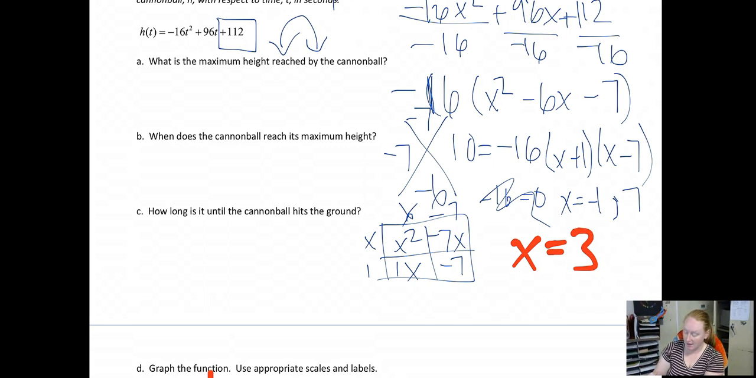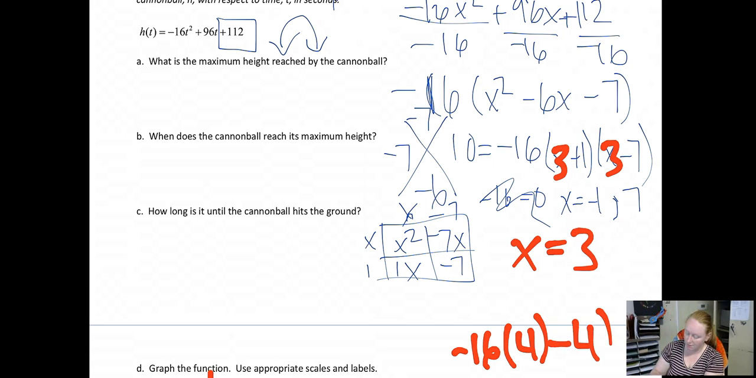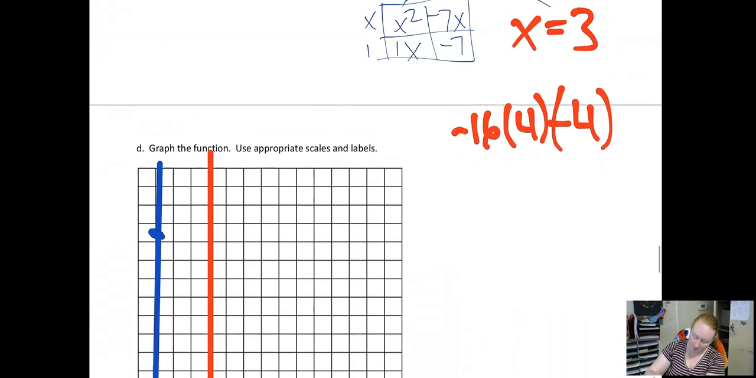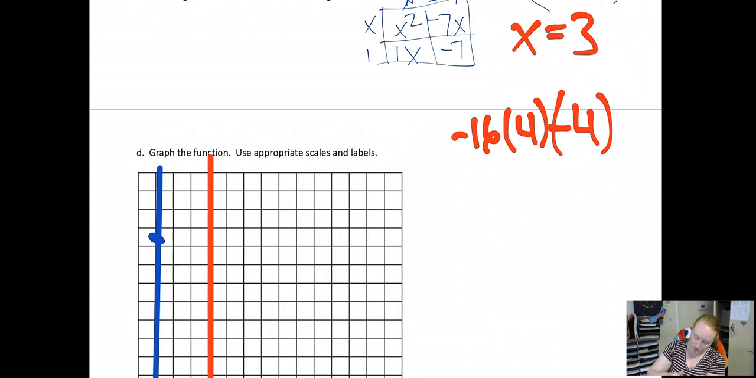I'm going to have to plug that in. So I get 3 plus 1 and 3 minus 7. So I'm going to get negative 16 times 4 times negative 4. And I'm going to use my calculator. I get positive 256. So I'm going to put 256 on my graph. 20, 30, 40, 50. And it'll be way up here somewhere.